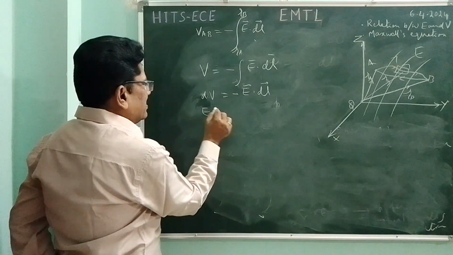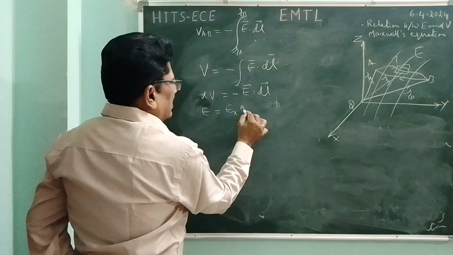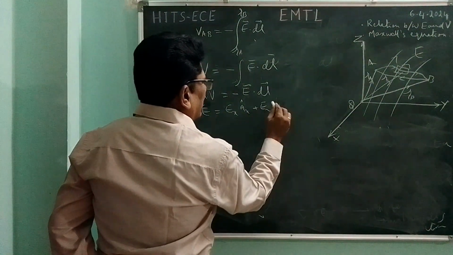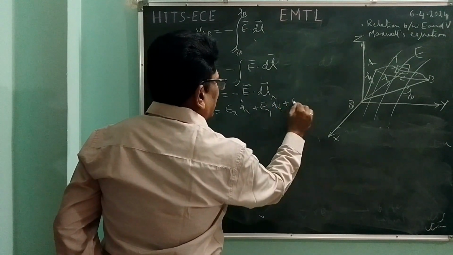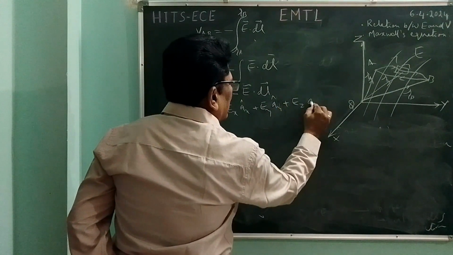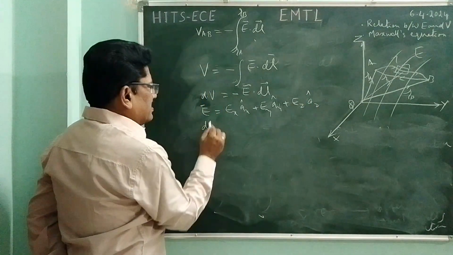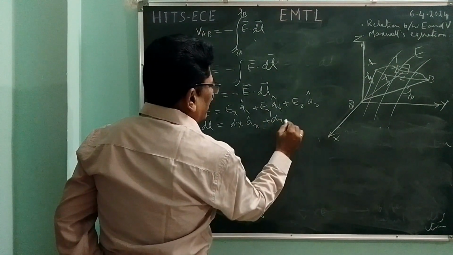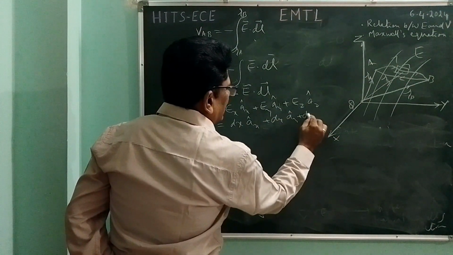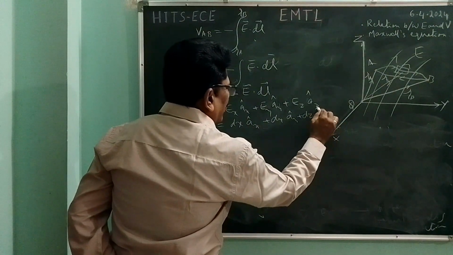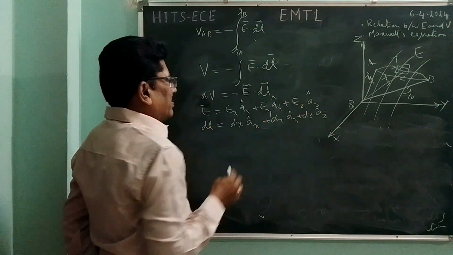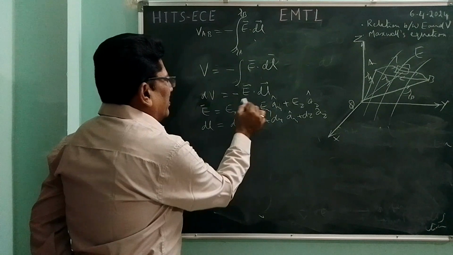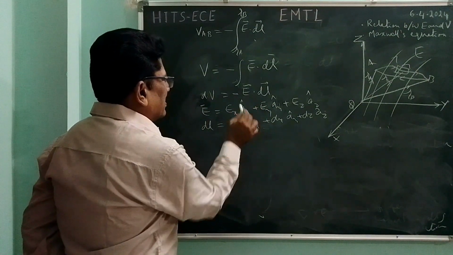We know that the vector E is equal to Ex Ax cap, where Ax cap is a unit vector, plus Ey Ay cap plus Ez Az cap, and dl is equal to dx Ax cap plus dy Ay cap plus dz Az cap. These Ax cap, Ay cap and Az cap are the unit vectors in the x, y and z directions. Now let's find the dot product of these two.